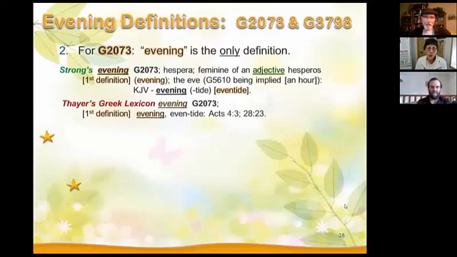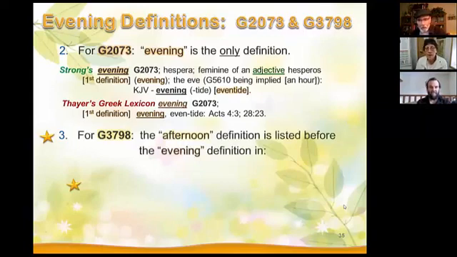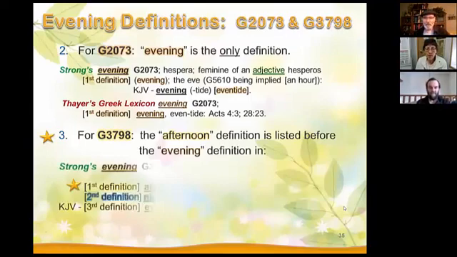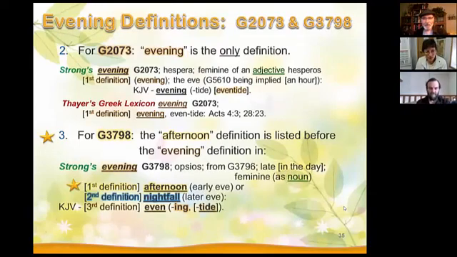I also took a little look in the Thayer's Greek lexicon to see if there was anything else that I could find, and it also just has the first definition of evening. There was nothing new there. But for 3798 in the Greek, the afternoon definition is listed before the evening definition in the Strong's. It's opsius. It's from 3796, which means late in the day, feminine as a noun.